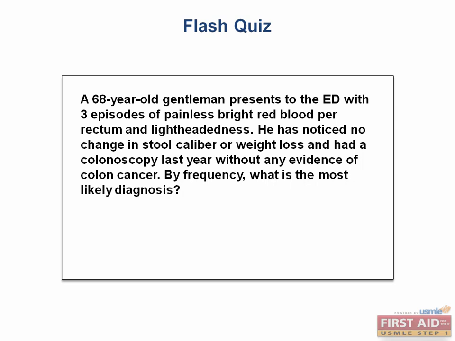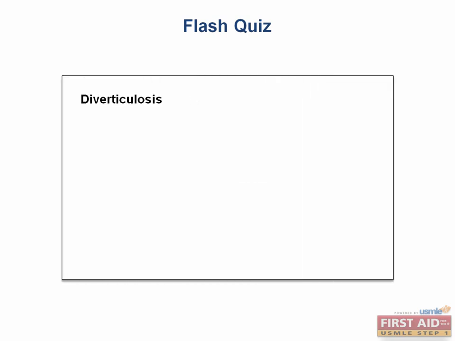Okay, let's now do another flash quiz to make sure we're getting all of this. A 68-year-old gentleman presents to the ED with 3 episodes of painless bright red blood per rectum and lightheadedness. He has noticed no change in stool caliber or weight loss and had a colonoscopy last year without any evidence of colon cancer. By frequency, what is the most likely diagnosis? That's right, it's diverticulosis.